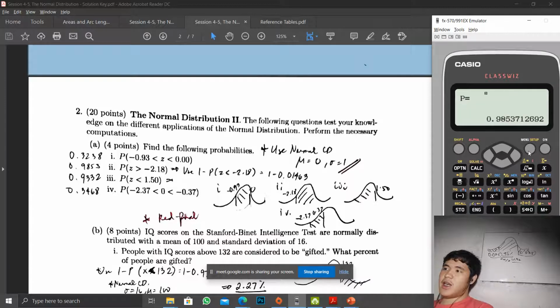Next, z is less than 1.5. 0.9332, and lastly, -2.37, 0.37. -0.37 pala. There, we get 0.3468.